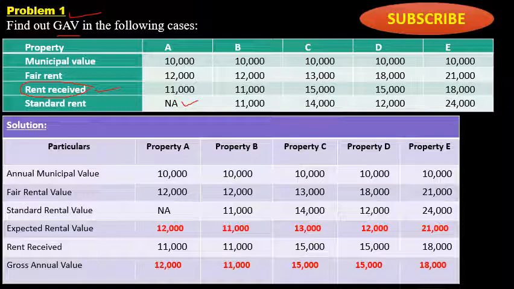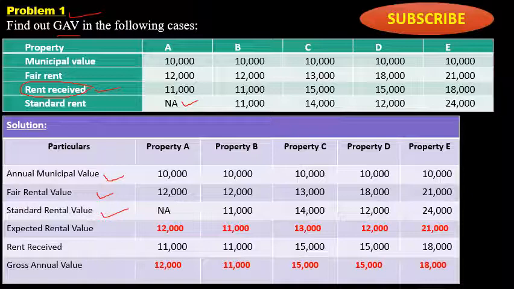The question is for calculation of gross annual value. Now the first part of the calculation is municipal value, the annual municipal value of all the houses, 10,000, which is given in the problem. And next is fair rental value, which is 12,000, 12,000, 13,000, 18,000 and 21,000. Both municipal value as well as fair rental value are given in the problem, just entering here. Then standard rent is also given in the problem. For the first house it is not applicable, then for the other houses 11,000, 14,000, 12,000 and 24,000.